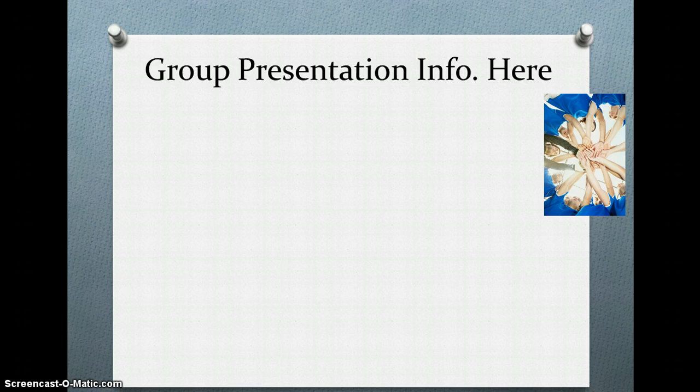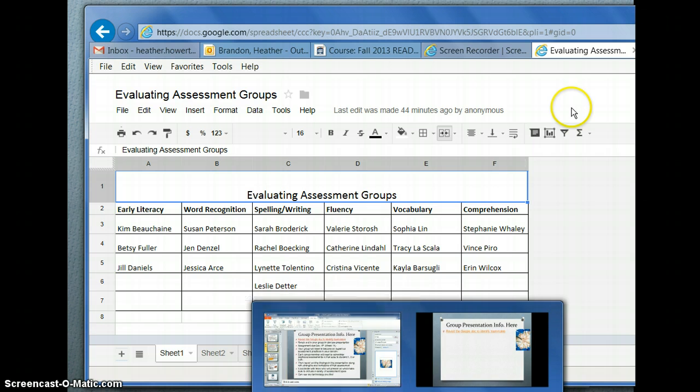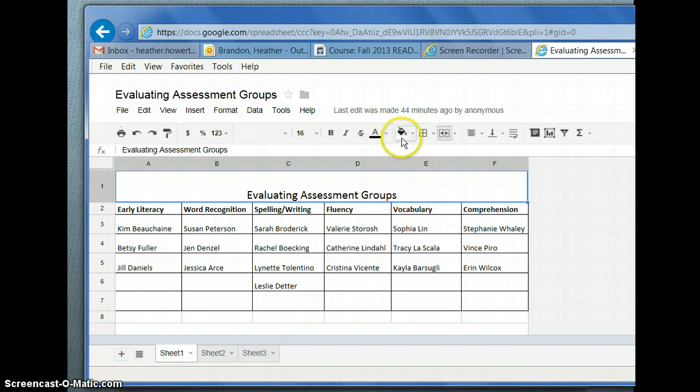was the group presentation. So I suggest you revisit the Google Doc to identify your teammates. Let's do that now. So these are the groups here in the Google Doc. Everybody has signed up at this time, so you should be good to go, and you should also be able to find your teammates on Titanium. You should be able to email them through that. If you have difficulty with that, let me know, or if you would like to get their email, also let me know.